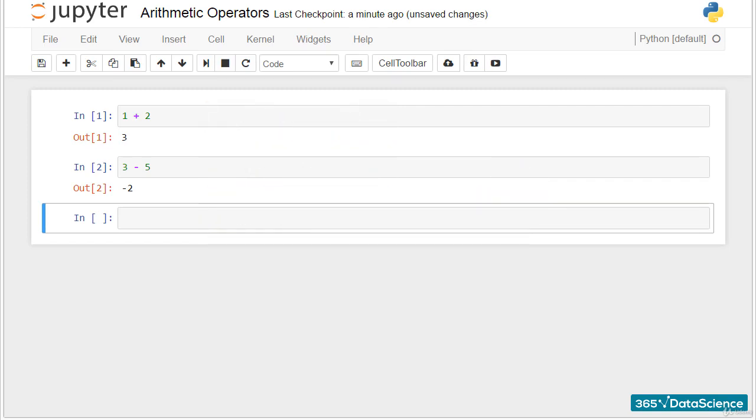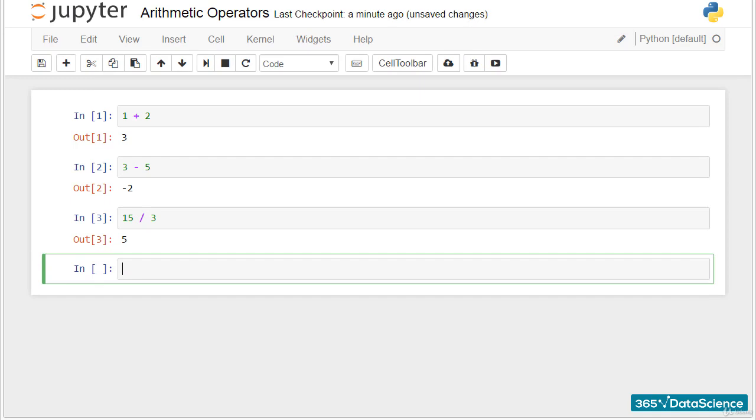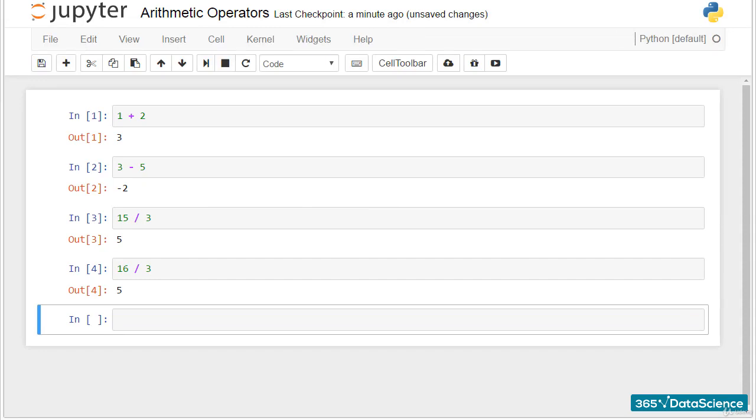Division is more interesting. If we want to divide 15 by 3, we will need to use the forward slash sign. What will happen if we try to divide 16 by 3? 5 again. Yes, the output was 5 because in Python 2, the quotient is an integer by default.